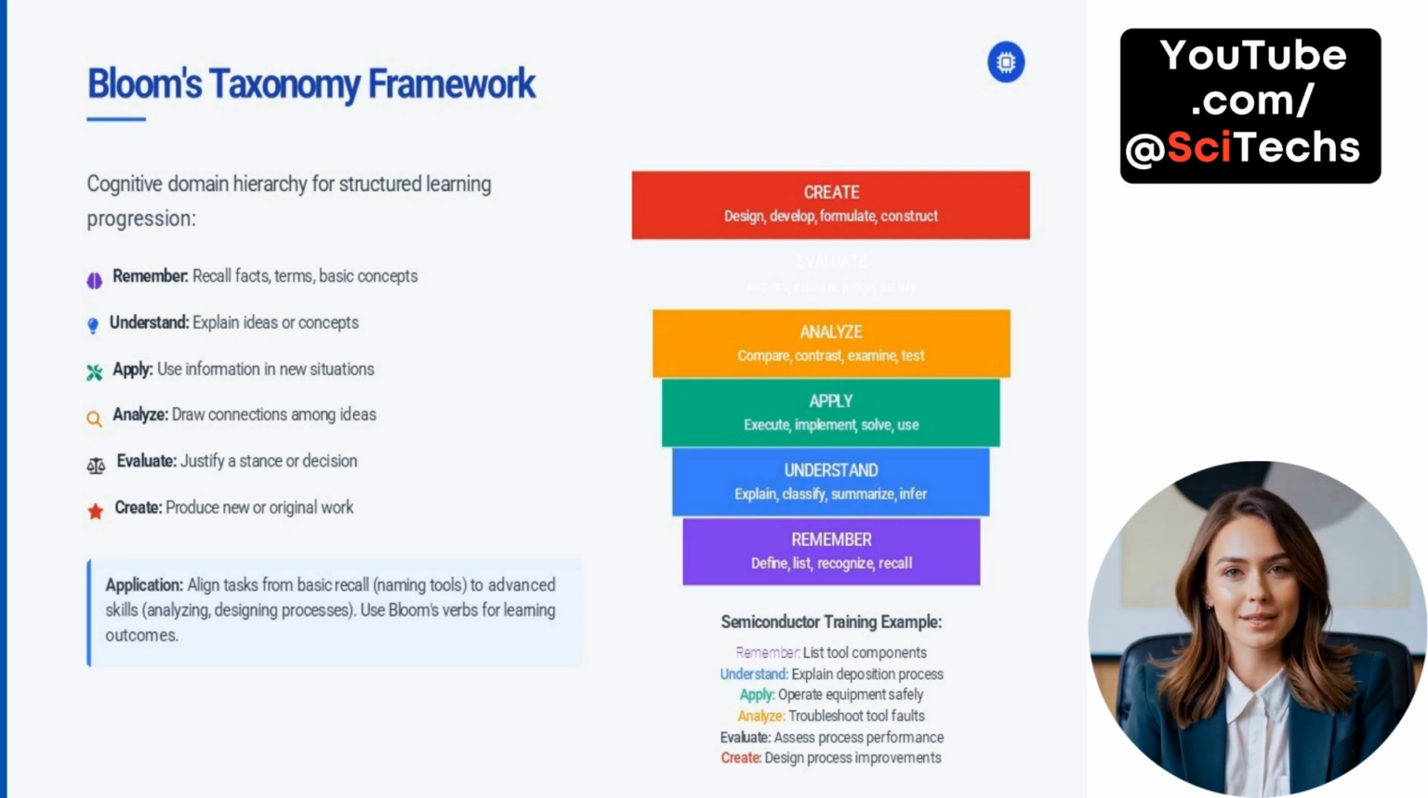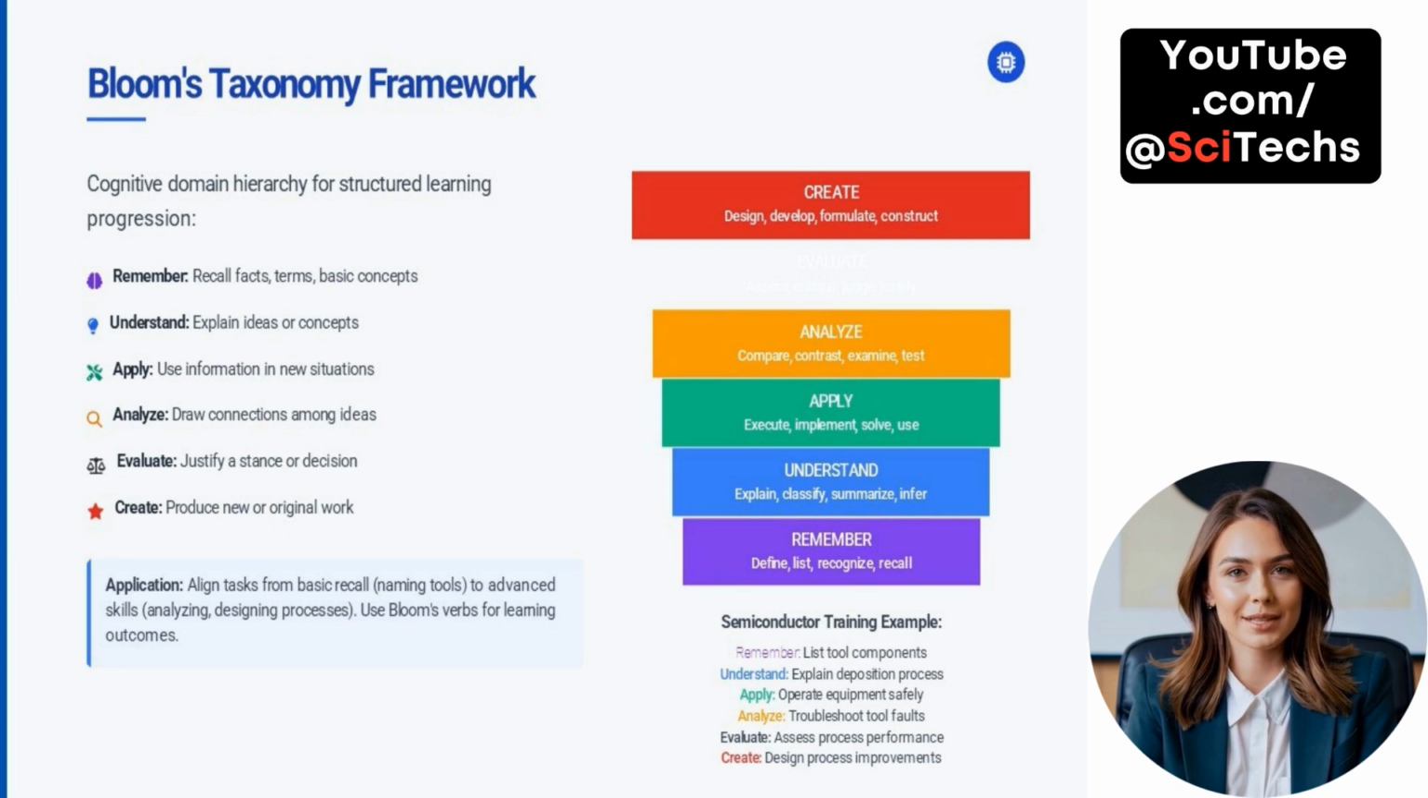The fourth, analyze, is vital for troubleshooting, like identifying causes behind temperature non-uniformity. Fifth is evaluate, assessing tool performance metrics and making optimization decisions. Finally, create refers to innovating, designing new chamber processes or custom automation routines. Semiconductor training should align tasks to these stages.